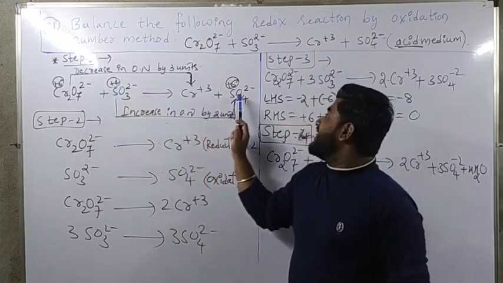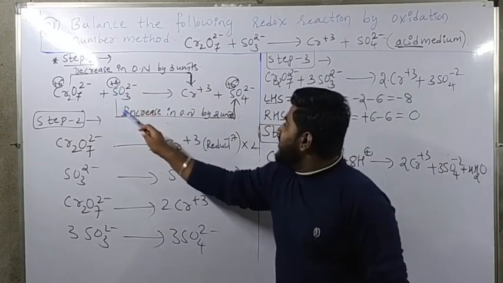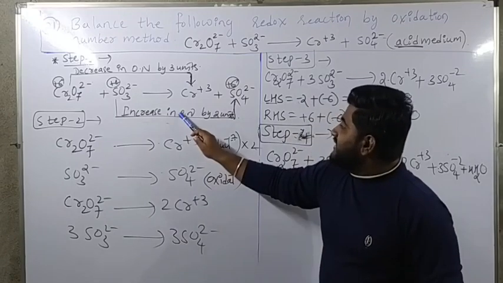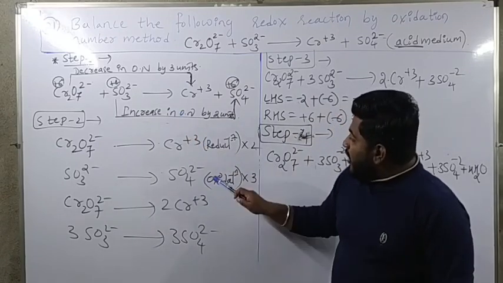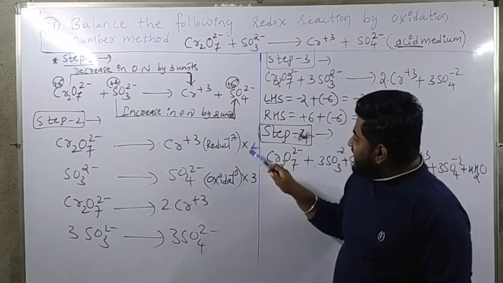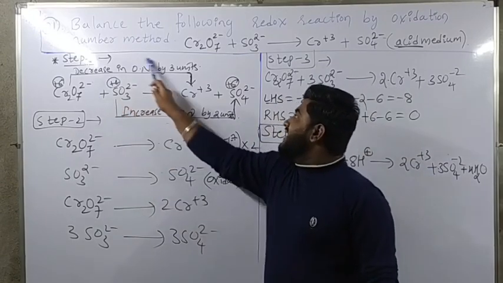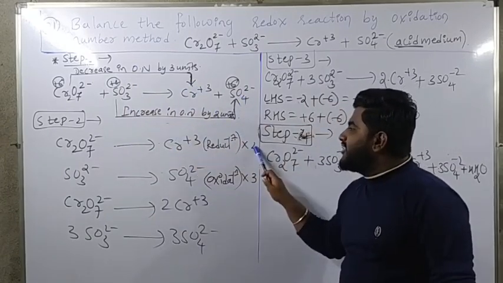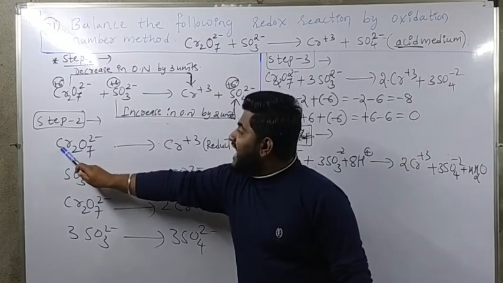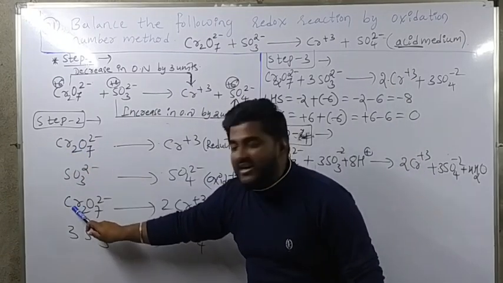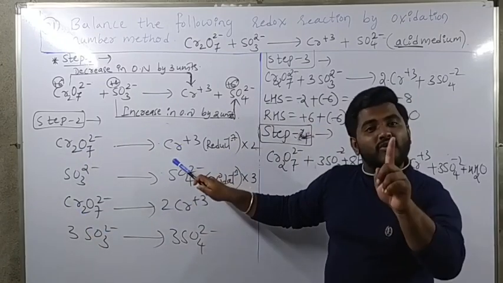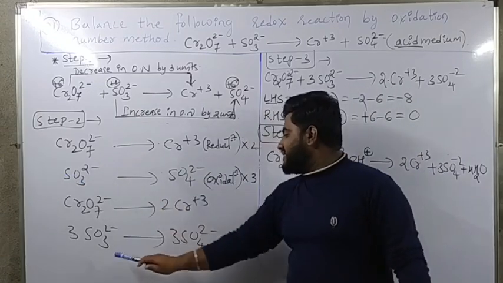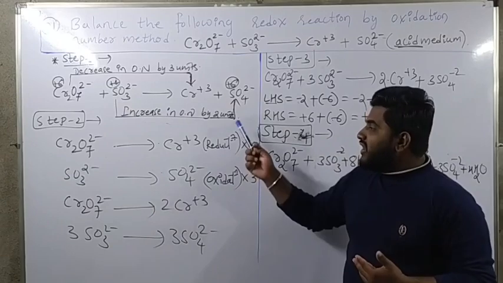Sulfur is in plus 4 oxidation state, and then plus 6 oxidation state. From plus 4 to plus 6, there is an increase in oxidation number by 2 units. Therefore, it is oxidation. How much it is increased is multiplied here, and how much it is decreased is multiplied here. Chromium decreased by 3, which is multiplied to sulfur. Sulfur increased by 2, and it is multiplied to chromium. But chromium already has 2 chromium on the LHS side, therefore I am not multiplying anything here. On the RHS side only 1 chromium is there, so I have multiplied by 2. And for sulfur, I have multiplied by 3, here 3 and here 3. We got this one. Step 2, I hope you understood.